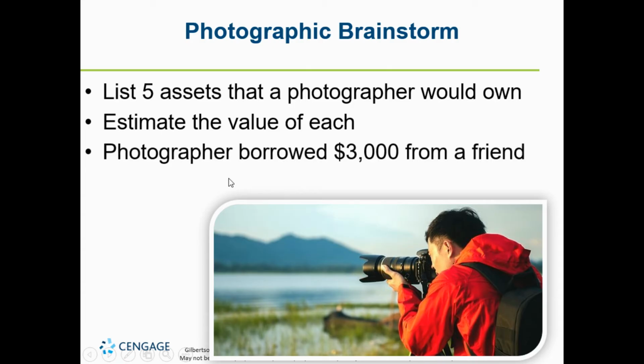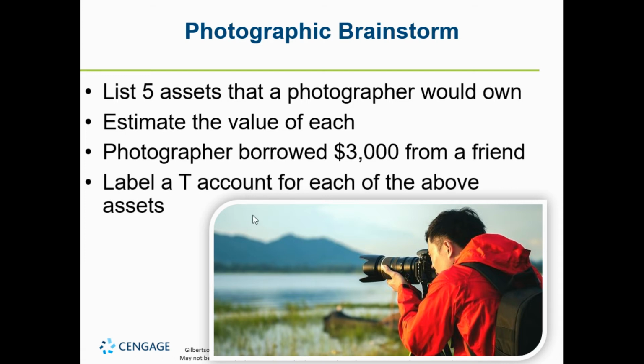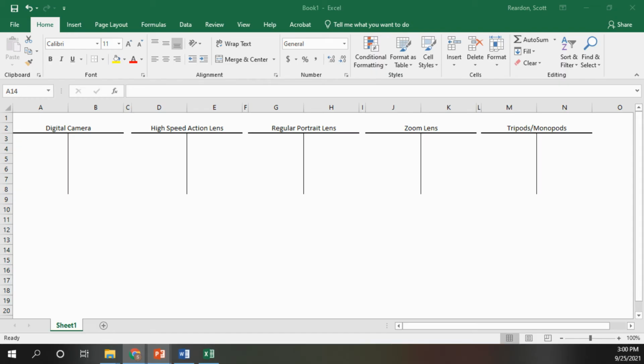And let's also say the photographer borrowed $3,000 from a friend. Ooh, what's that? That sounds like a liability. Label a T account for each of the above assets. Okay, well, how am I going to do that? Well, let's see. I'm going to pause for a second.